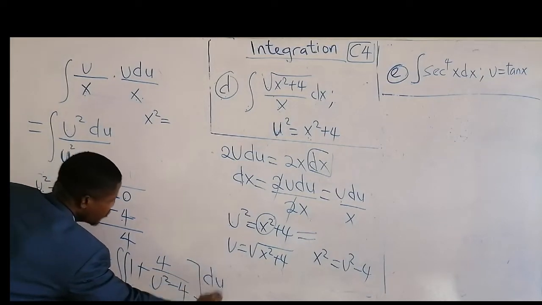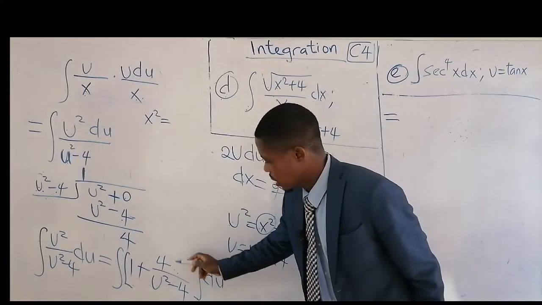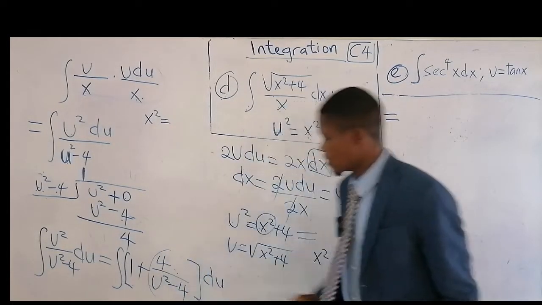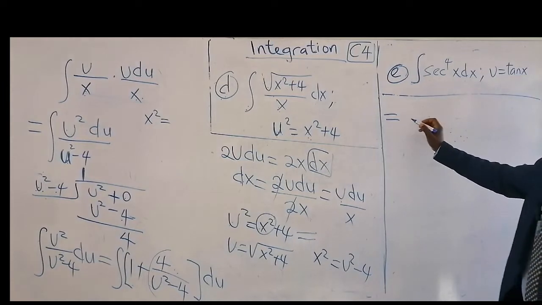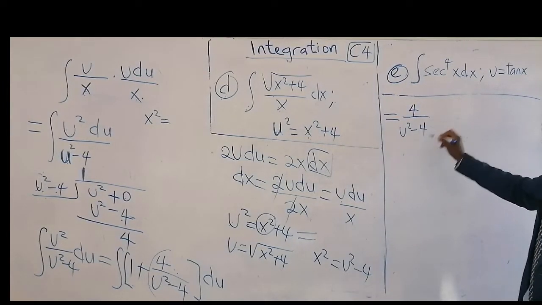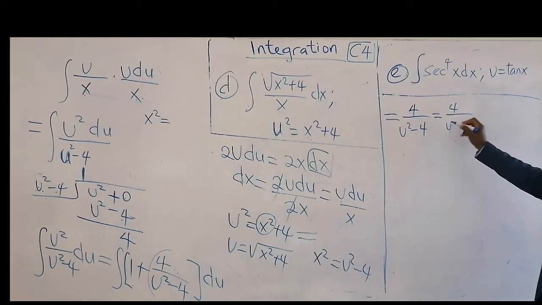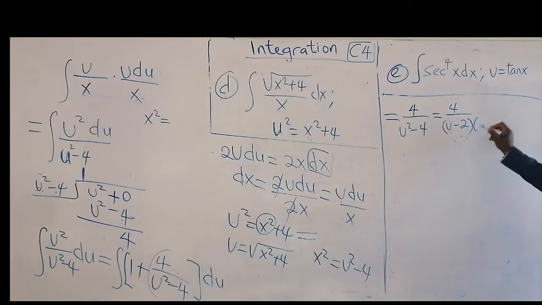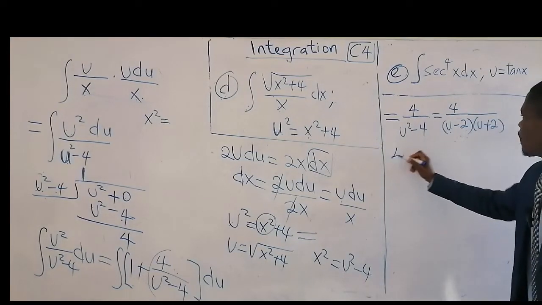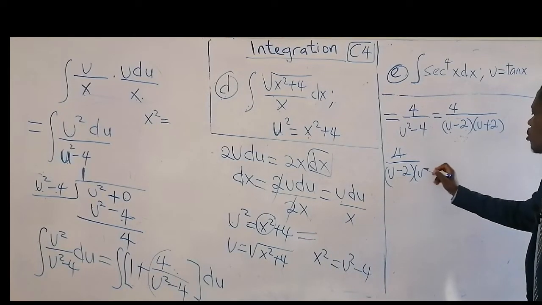And then du. And what I'm going to do now, for this expression, we are going to use partial fractions. So I'm going to take it out. 4 over u squared minus 4 is equal to 4 over (u minus 2) times (u plus 2). So we can have it here, 4 over (u minus 2)(u plus 2).